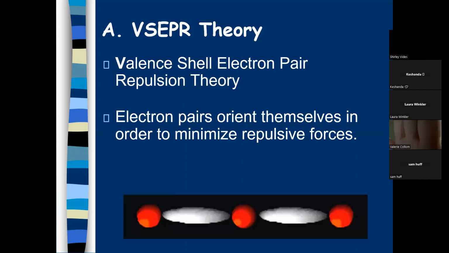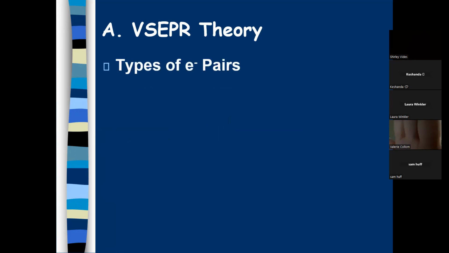So this is what happens. If you have a linear structure, the farthest away you can get is 180 degrees, right? So therefore, the bonds will orient themselves 180 degrees away from me. All the atoms, everybody, is going to orient themselves like that.